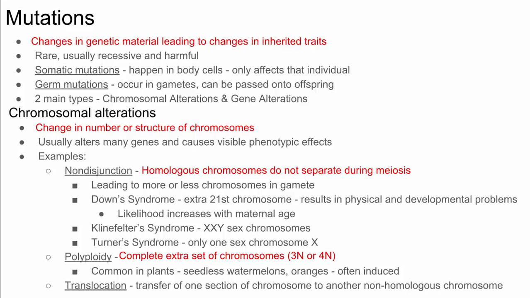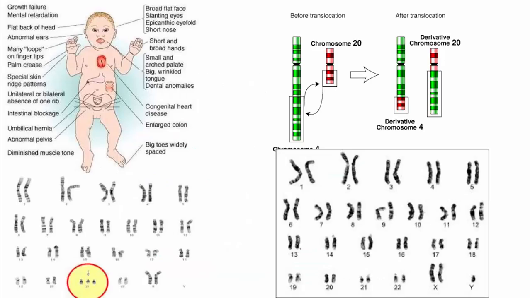Sometimes a whole section of one chromosome can be swapped with another non-homologous chromosome. That's called translocation. Here's an example of translocation where you have chromosome 4 and chromosome 20, and for some reason a piece breaks off of each of them and is swapped, but they weren't homologous. This isn't crossing over because they're not homologous chromosomes. So this leads to some changes.